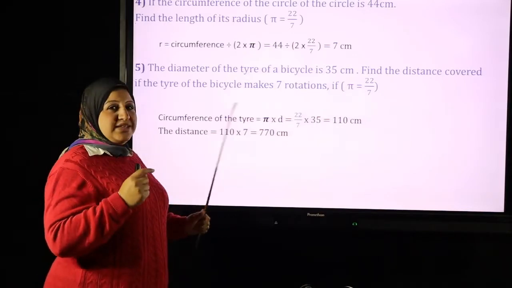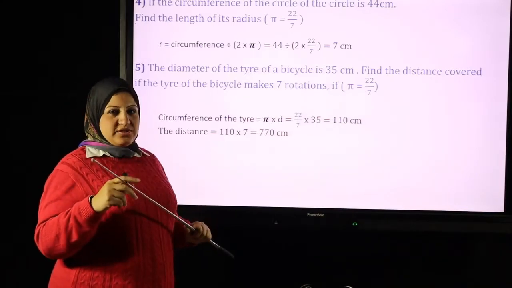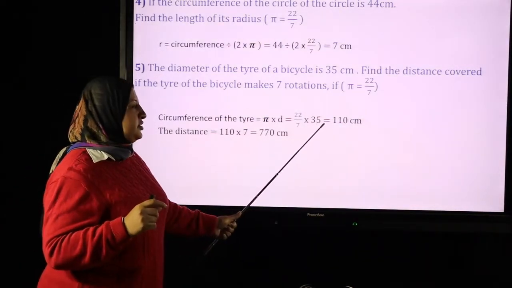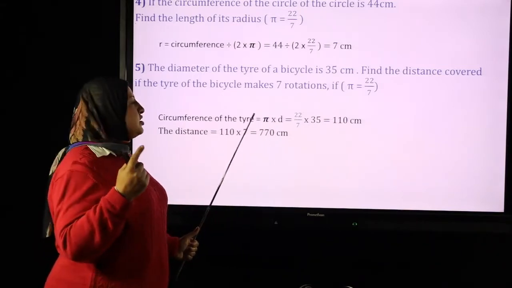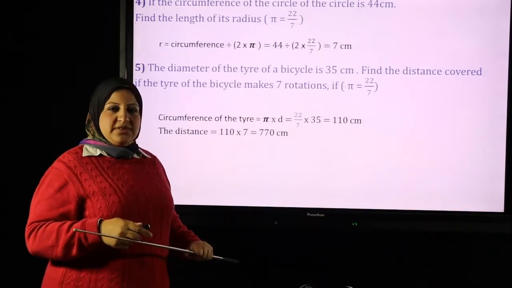110 centimeters is the distance of 1 rotation, but my bicycle makes 7 rotations. So to get the distance, I will make 110 times 7. 110 is the distance of 1 rotation times number of rotations, which is 7, equals 770 centimeters.